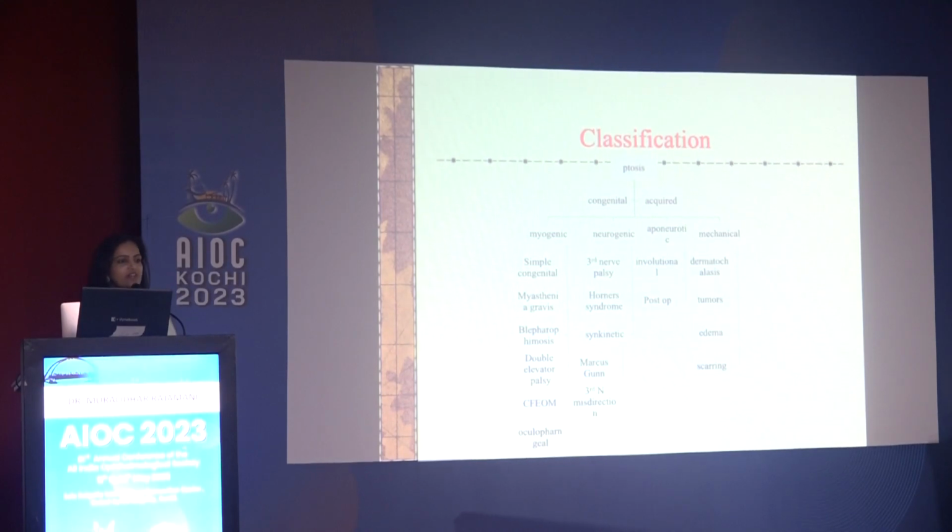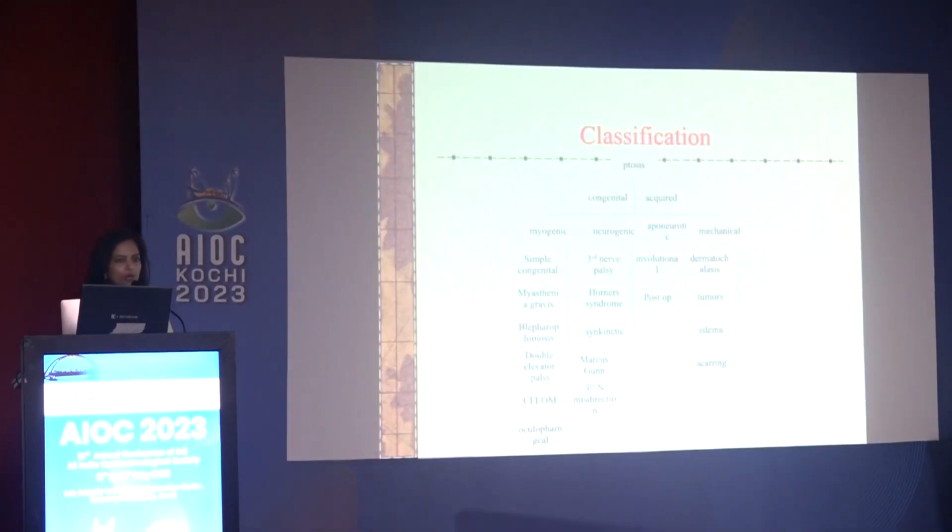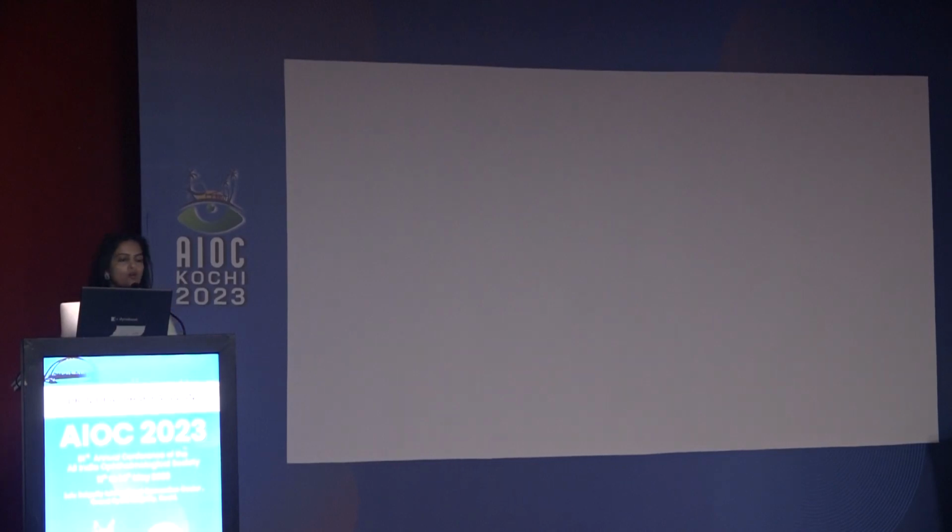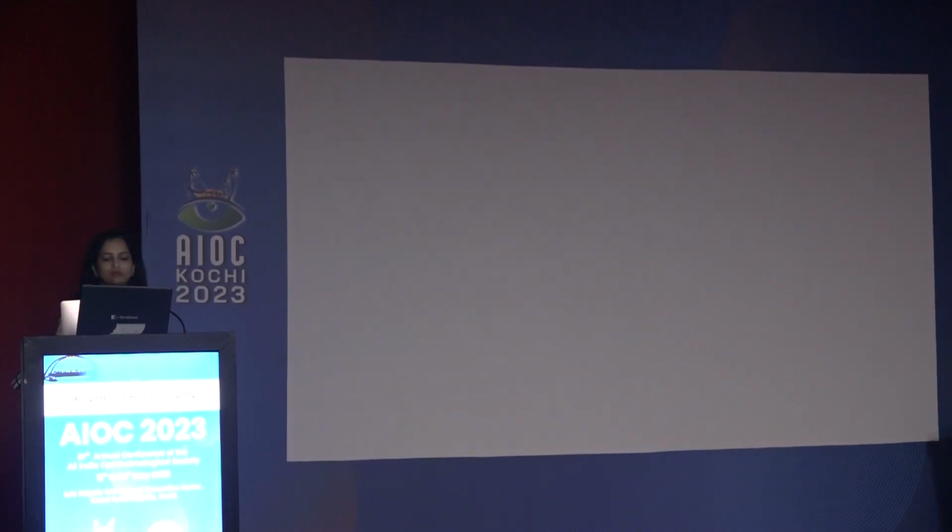We can classify it as congenital or acquired, or etiologically we can classify it as myogenic, aponeurotic, mechanical, and neurogenic ptosis.